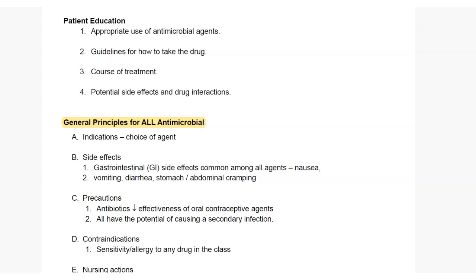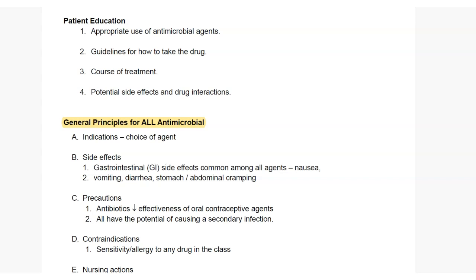Now, the course of treatment, meaning they have to complete the therapy even though they're already feeling better. So if the prescription says take the medication for 7 days, even though they're feeling better on day 4, they still need to make sure that they complete the treatment, because again, this will prevent the development of a secondary infection, mainly a superinfection, due to bacterial resistance.